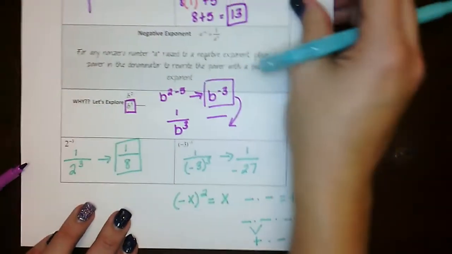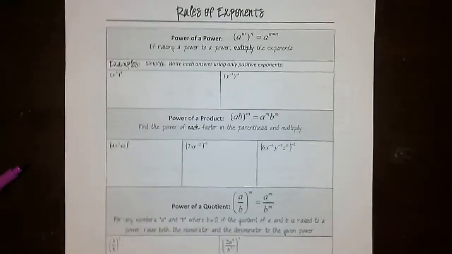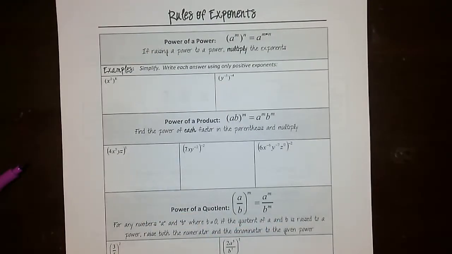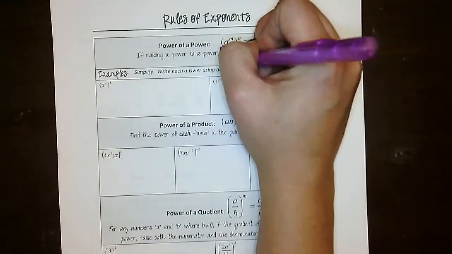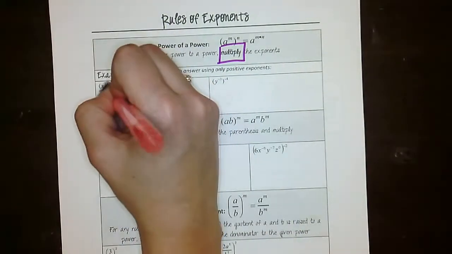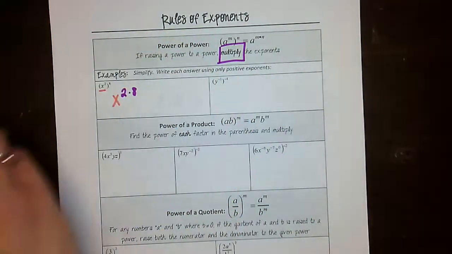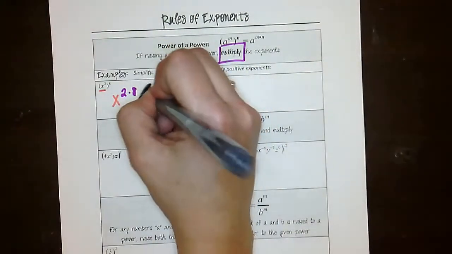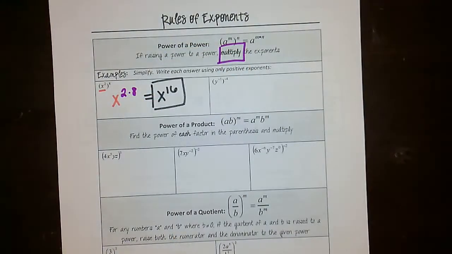All right, 2 more properties of exponents we need to discuss. One is a power raised to a power. And when you're doing this, you will multiply the exponent. So in this case, x is our base, that stays the same, and then all you're going to do is multiply your exponents. So 2 times 8 is 16, and that's your answer.